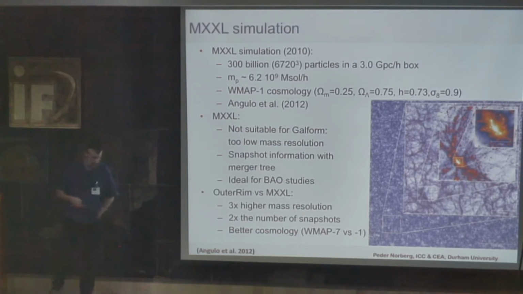What we discussed yesterday, that you have all the information, is not a perfect light cone, but it's actually ideal for BAO studies because of its volume. Yeah, it's a very, very large volume. Now, I just want to contrast this with RTRIM and MXXL.